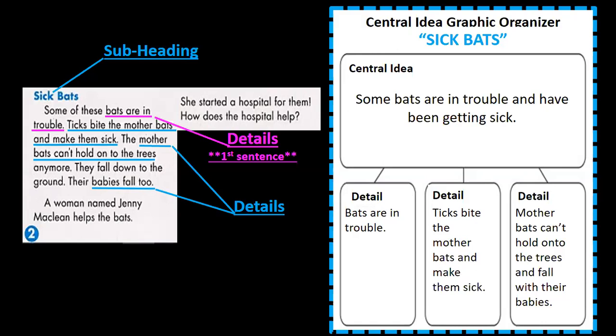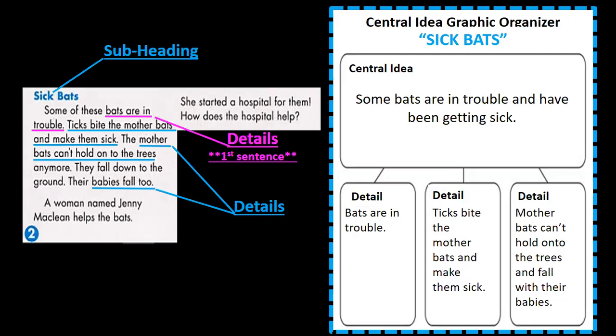So although there may be several details in this paragraph, we're only asking you to list 3 in your graphic organizer. So you are to come up with the main idea, central idea at the top, and then list 3 details. So I've listed my main idea, which is also one of my details in pink. So my central idea is some bats are in trouble and have been getting sick. And then my 3 details on the bottom are listed in blue.